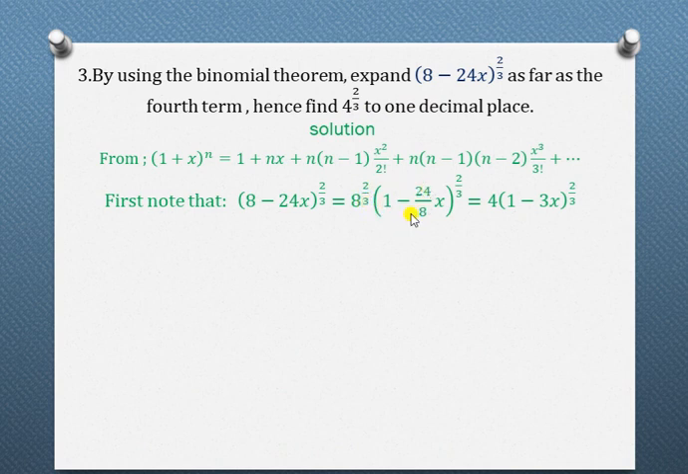But whatever remains in the bracket will also maintain the power. So it will be 1 minus 24 out of 8. Why are we dividing by 8? It's because you pulled out 8 out of this bracket.